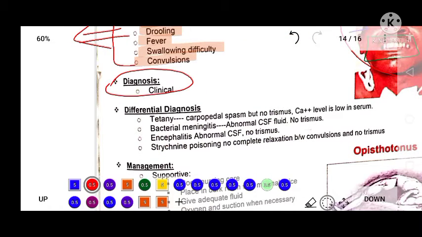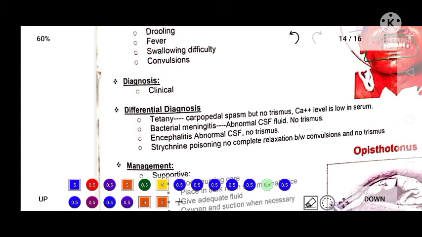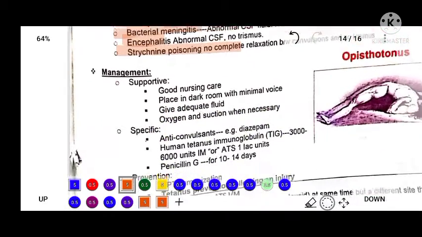So diagnosis will be based on clinical examination. The patient will show the lockjaw condition, then opisthotonus will be there, and by clinical examination a clinician will diagnose tetanus. The differential diagnosis for this disease may be tetany or carpopedal spasm, but no trismus will be there, and calcium level will be low in the serum, so we can keep it as a differential. Bacterial meningitis, encephalitis and strychnine poisoning can also be put into the differentials for tetanus.